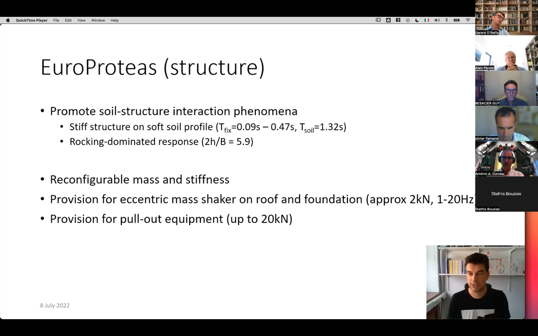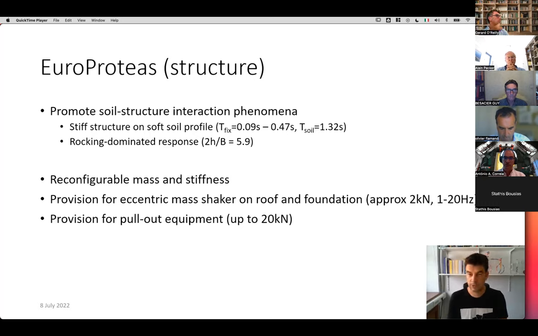The EUROPROTEAS structure was initially conceived to promote soil structure interaction phenomena. So basically, it is a stiff structure on a soft soil profile. Just to mention that the resonant period of the fixed base structure lies between 0.09 seconds and 0.45 seconds, depending on the structural configuration. I will explain later. And the resonant period of the soil profile, the deep soil profile, is 1.32 seconds.